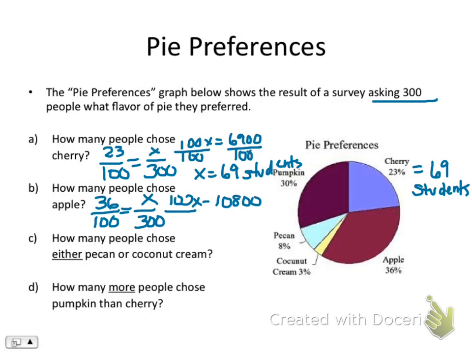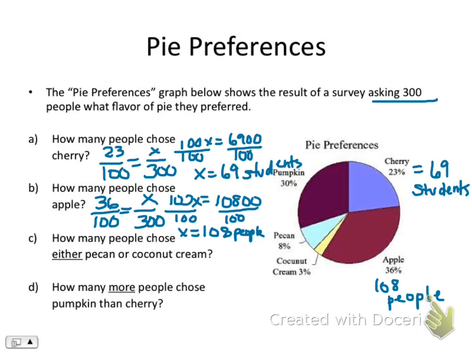When we divide both sides by 100, we get the number of people that like apple as 108. These people are just people, not students.